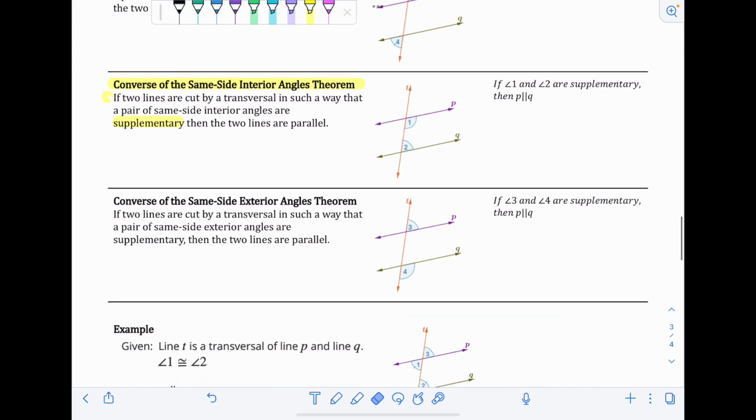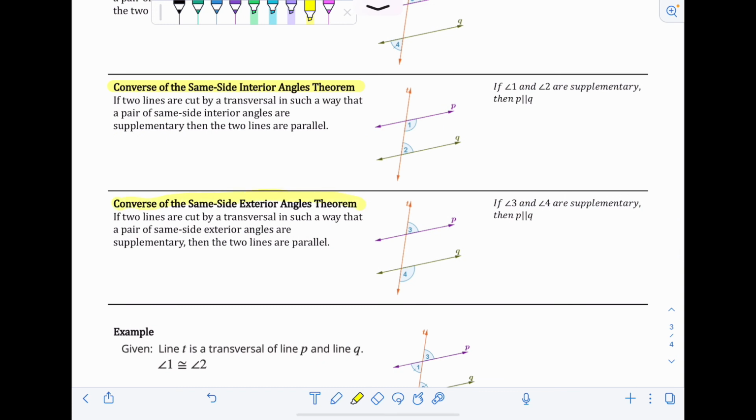And then the next one, converse of the same side exterior angles theorem. So remember exterior angles, those were supplementary also if the two lines were parallel. So if two lines are cut by a transversal in such a way that a pair of same side exterior angles are supplementary, then the two lines are parallel. So same idea, start with our two lines. We don't know if they're parallel. They get cut by a transversal, creating the same side exterior angles 3 and 4. If we know that they're supplementary, then we also know that P and Q are parallel to each other.